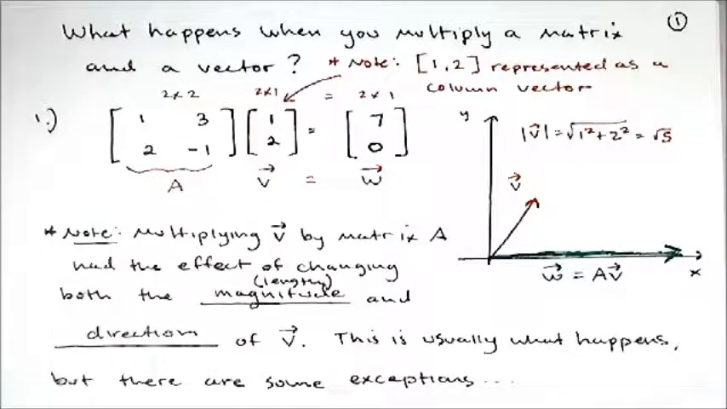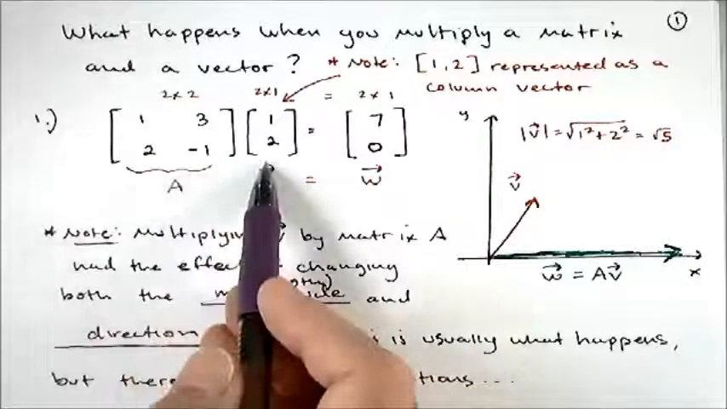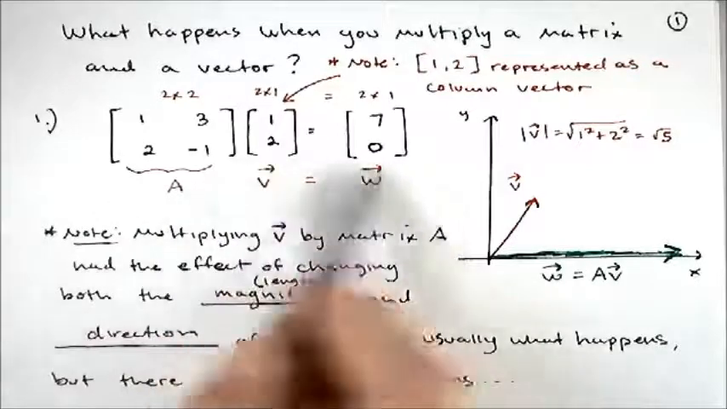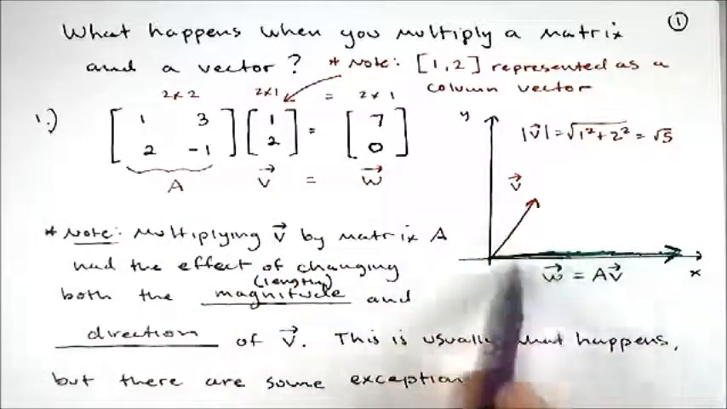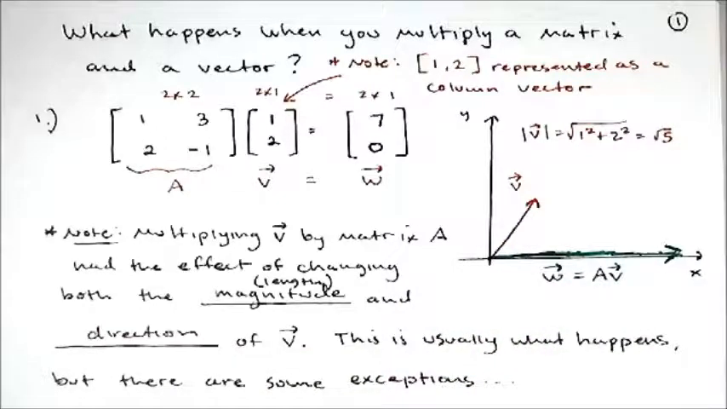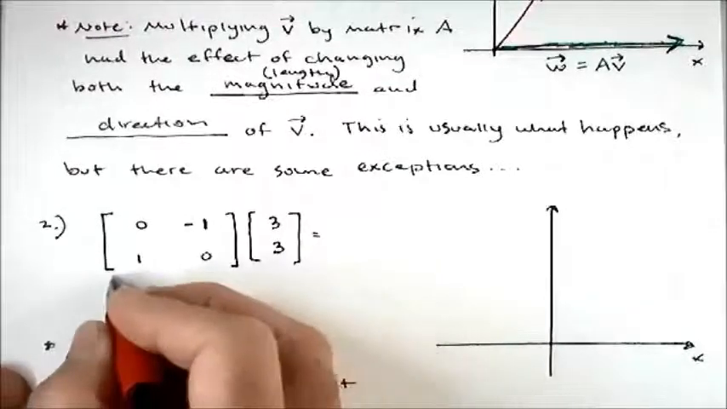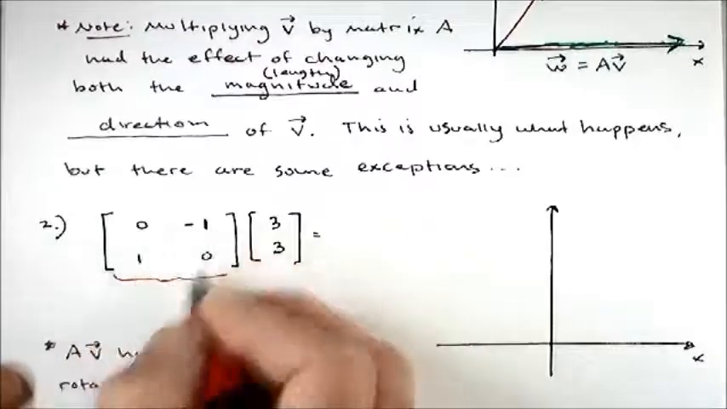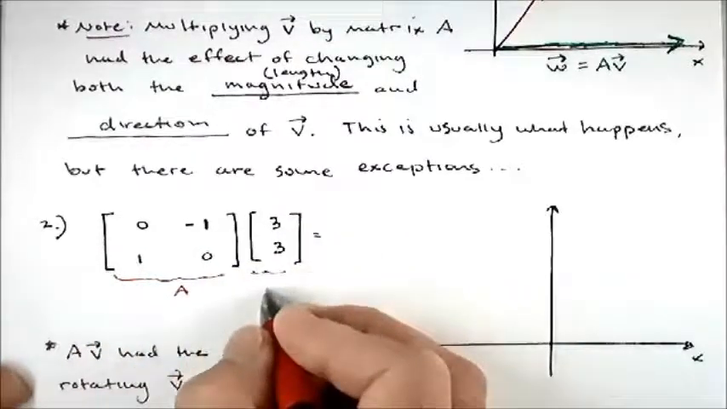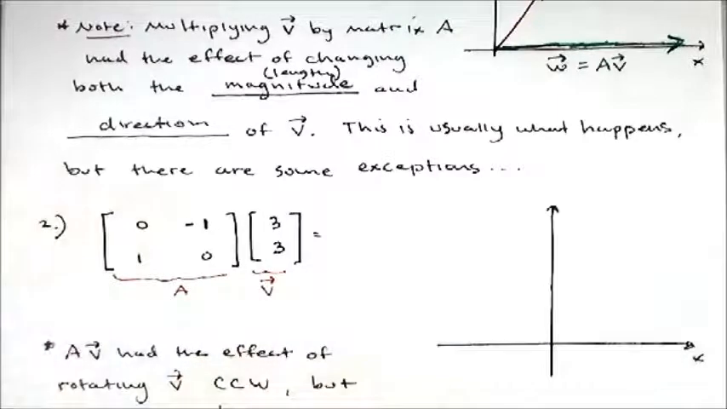I just made a note here. That's usually what happens. If you multiply some random matrix by this vector, you're going to get another vector, and there's usually nothing really in common. It's just a completely different vector that changes the magnitude and the direction. But then I made a note here, there are a few exceptions, of course. Let's try this next example. I have this matrix here, 0, -1, 1, 0. That's matrix A times a different vector here, V. Let's see what we get here.